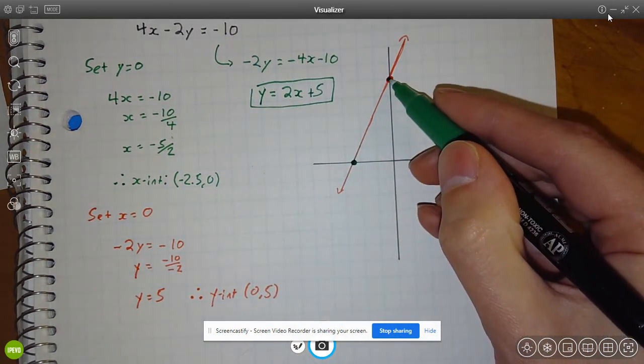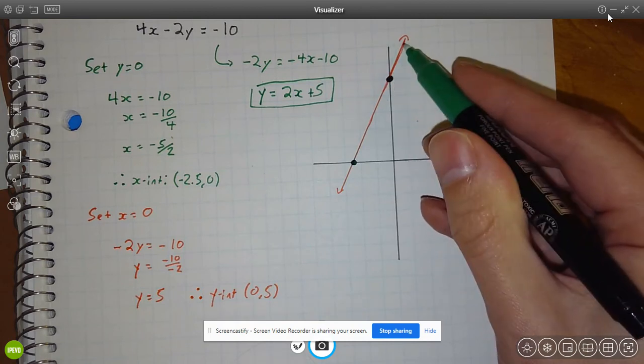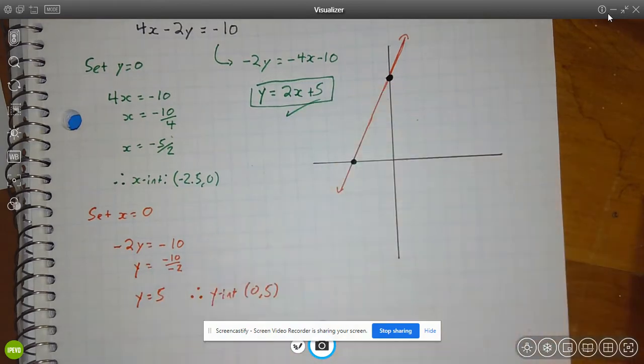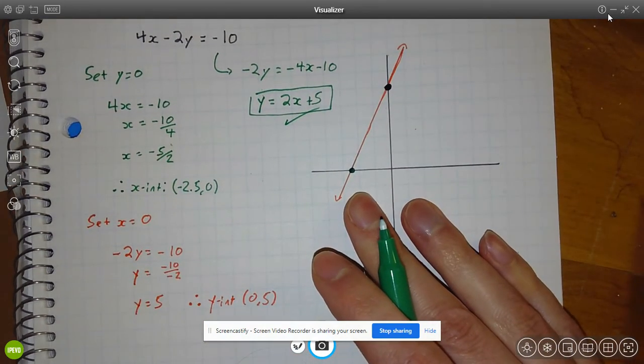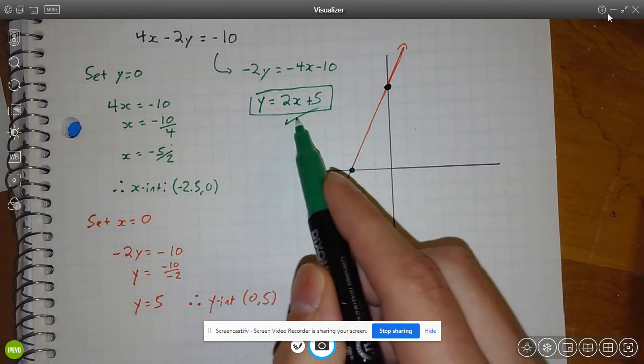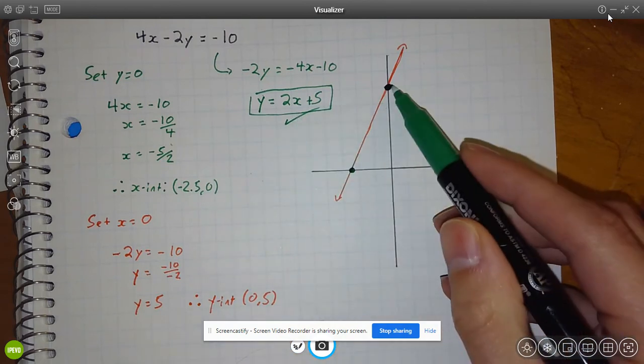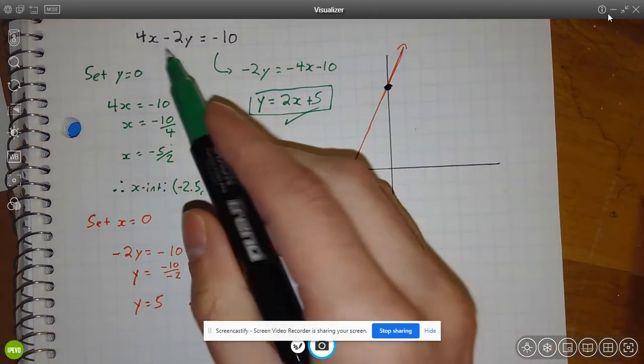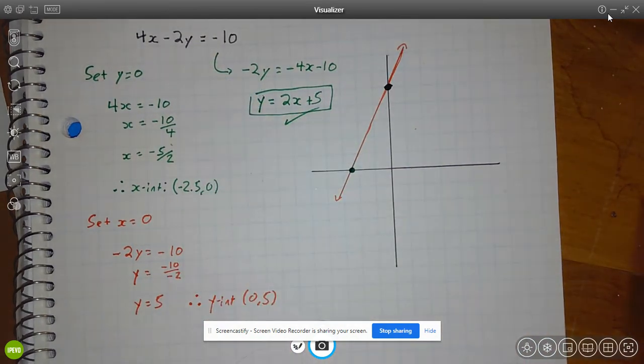So I could always rearrange in y equals mx plus b form, and then sure enough, I've got a starting value of 5, my y-intercept. I'm going up 2 over 1, up 2 over 1. So both methods will always work, and it's up to you what you think is more efficient. If it's very close to y equals mx plus b form, it's probably easier just to start your graph at the y-intercept and then use the slope. But you may find that it's easier to use the intercept method in some cases.